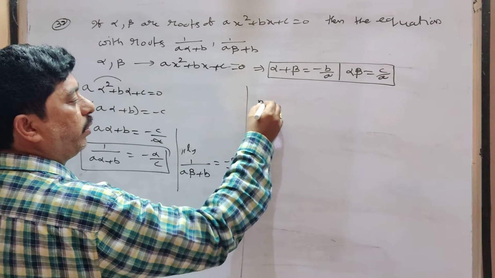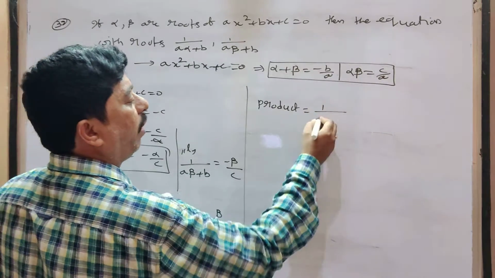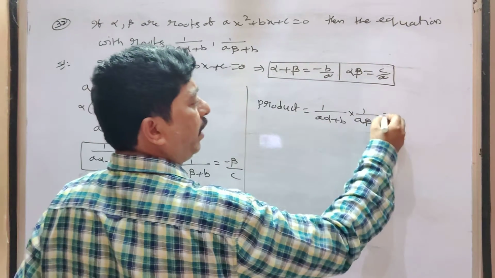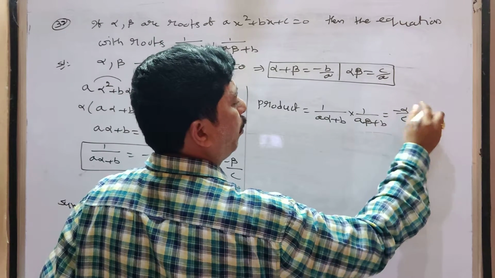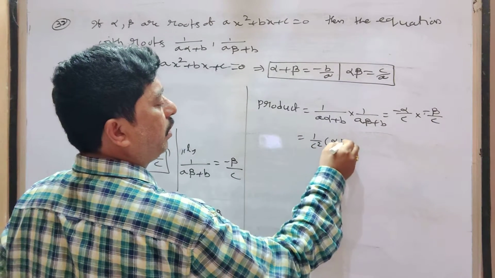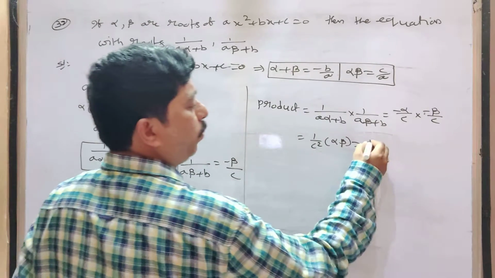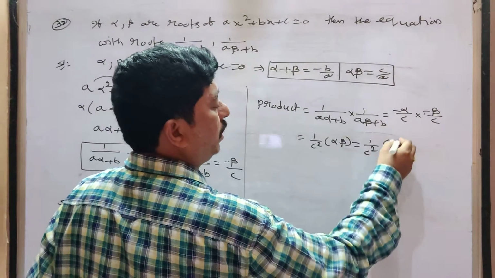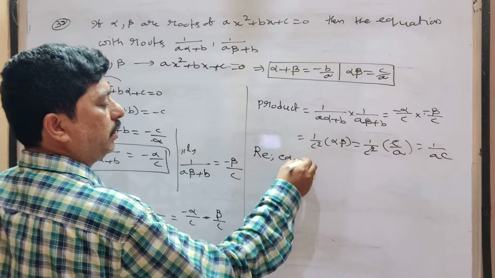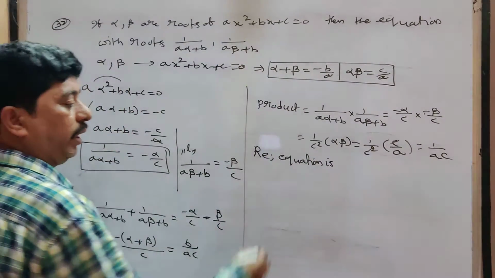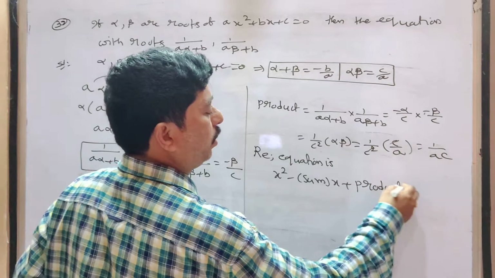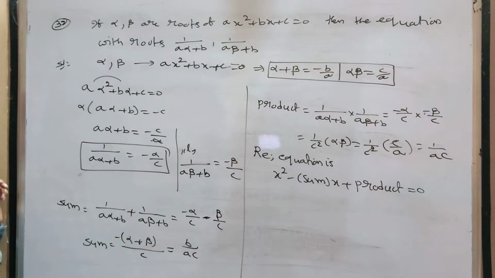Now you have to find the product. 1 by a alpha plus b into 1 by a beta plus b is minus alpha by c into minus beta by c. Minus into minus is plus. So 1 by c square into alpha beta. What is the alpha beta value? C by a. 1 by c square into c by a. C, c get cancelled. 1 by a c we will get. So the required equation is x square minus sum of the roots into x plus product of the roots equal to 0. Summation, how much did you get? B by a c.